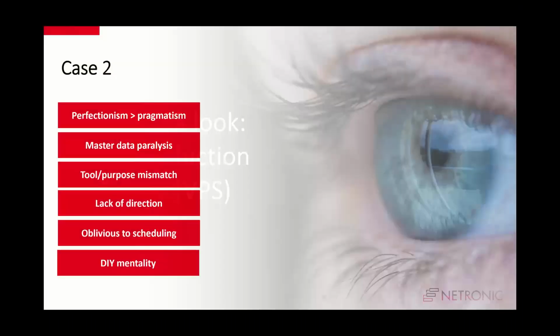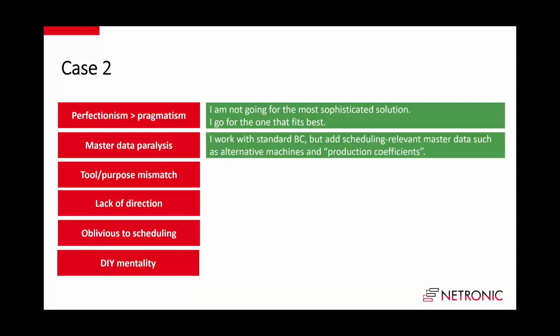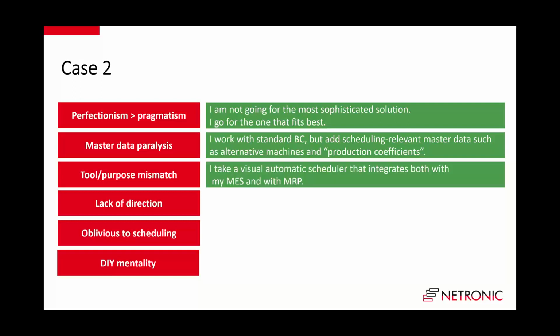Let me quickly look at a second case where the overall setting with the customer might be different. And again, I'm not going for the most sophisticated solution. I'm going for the one that fits best. But I'm not only working with standard Business Central, I'm adding master data. So I made my homework with work centers, machine centers, routing, and now I'm adding relevant master data, such as alternative machines and production coefficients, or going forward, maybe also a setup matrix that reflects changeover times that might vary depending on item attributes or stuff like this.